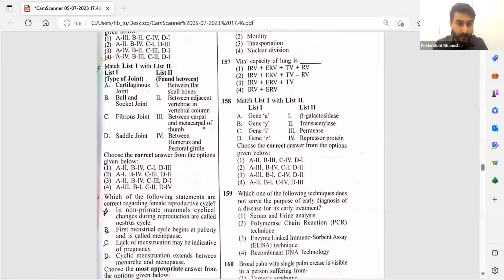Cartilaginous joint would be found between adjacent vertebrae. So A will be 2. Ball and socket. It's a pretty easy question. Ball and socket is between humerus and pectoral girdle. So B will be 4. Fibrous joint is between skull bones. So C1. Saddle is between carpal and metacarpal of the thumb. So D3. So 2, 4, 1, 3. That is our option number 1.